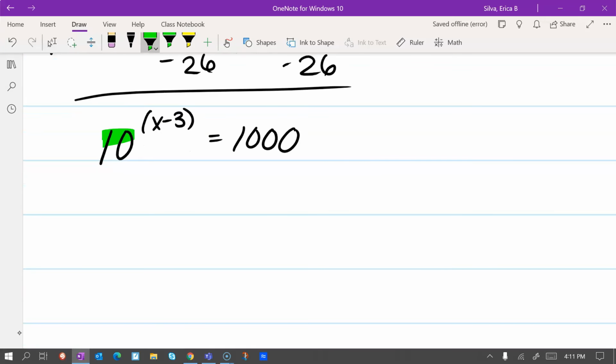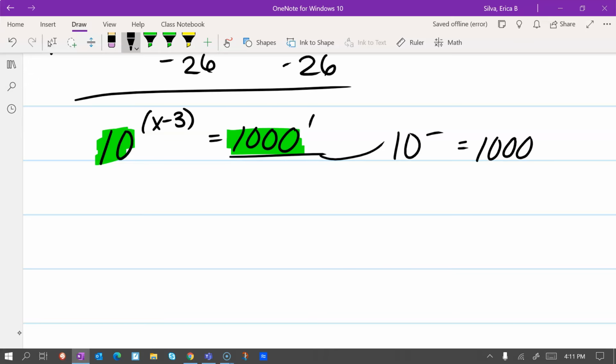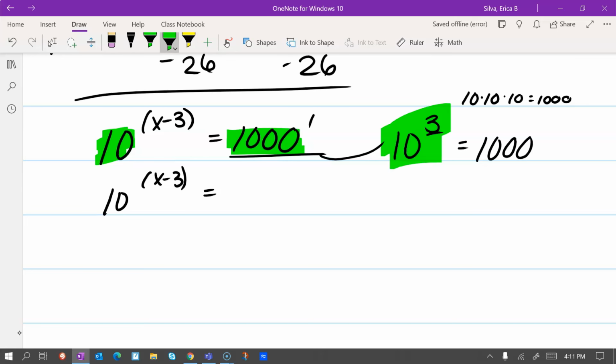Now for this one, we have a base of 10, and here we have a base of 1,000. Because remember, any number has a power of 1. So we want to change this 1,000 to something with a base of 10. 10 to what power gives us 1,000? It's 10 to the third power. 10 times 10 is 100, times 10 will give us that 1,000. So we've got 10 to the x minus 3 power, and then we're going to replace that 1,000 with 10 to the third power.